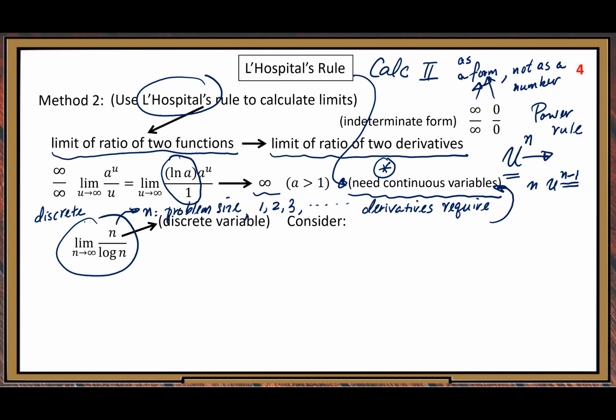So how to do that? We consider the continuous version of the ratio. Now we replace the discrete variable n by a continuous variable x over the log function of x. But this time, our x, we can take 1.2, 8.5, and so on, right? We can take any positive real number, because our x is not necessarily the same as n.